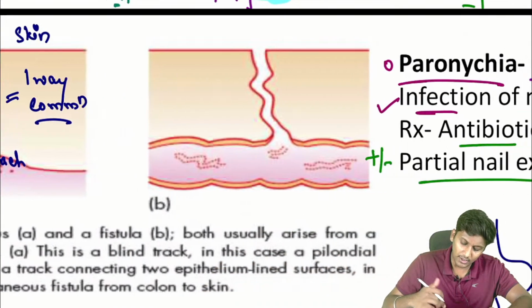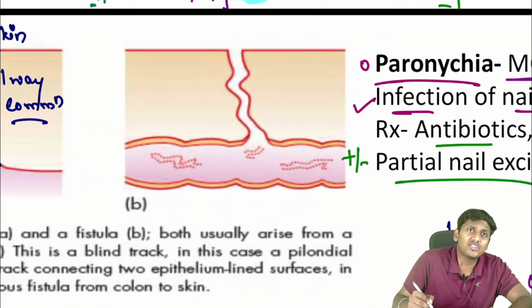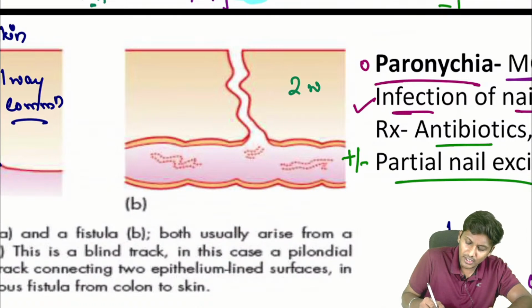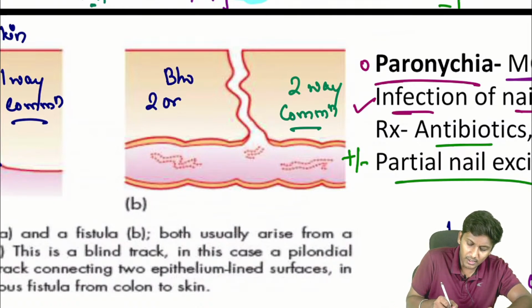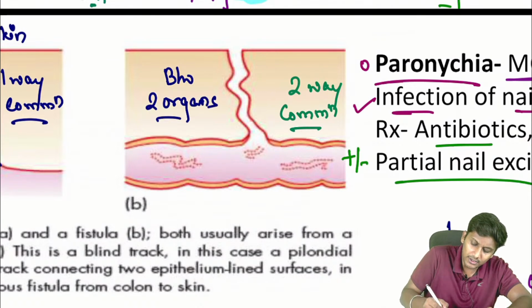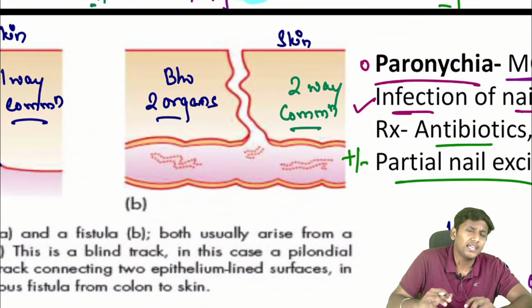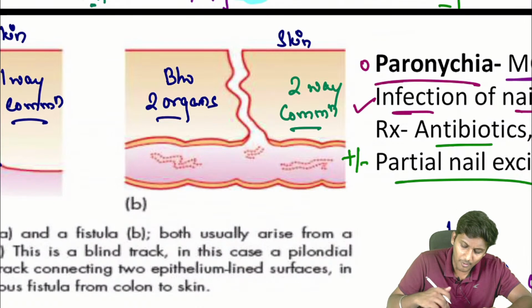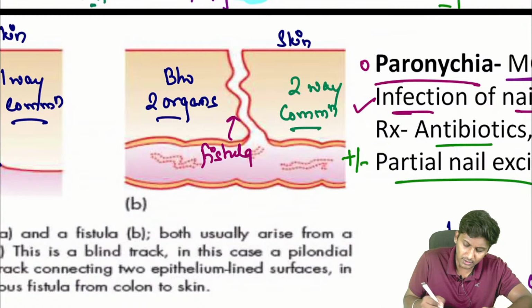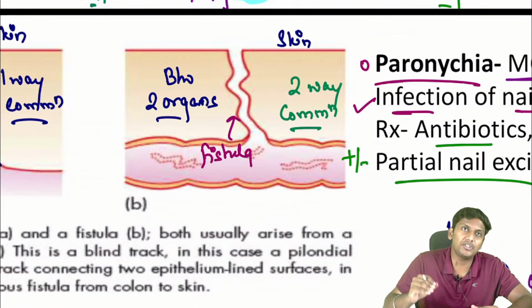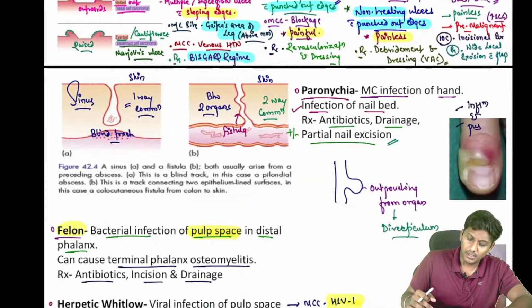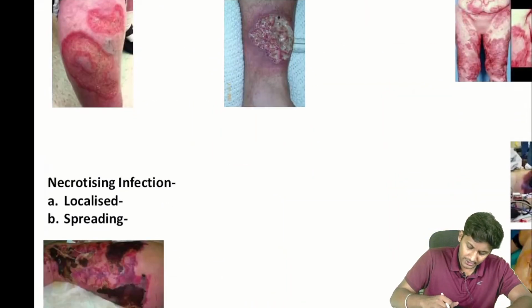On the other hand, what is this? Can you see? This is not a blind tract, and not even a one-way communication. This is a two-way communication between two organs. One of the organs can be the skin, the other organ can be anything. If there is an abnormal communication between two organs, this is what is called a fistula. Got it? So two-way communication between two organs is known as a fistula. That is important.